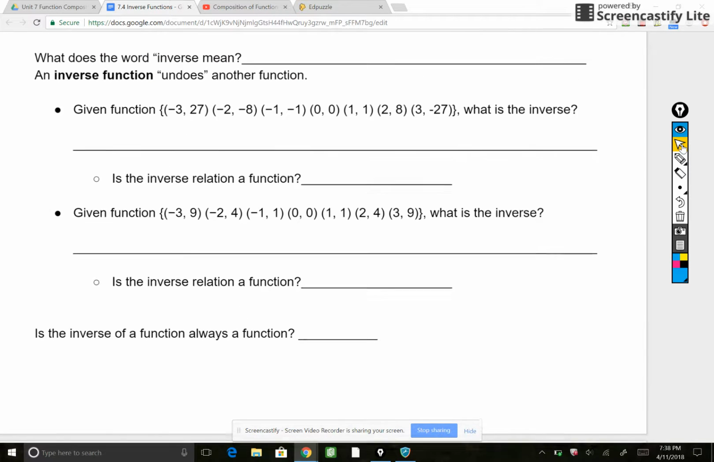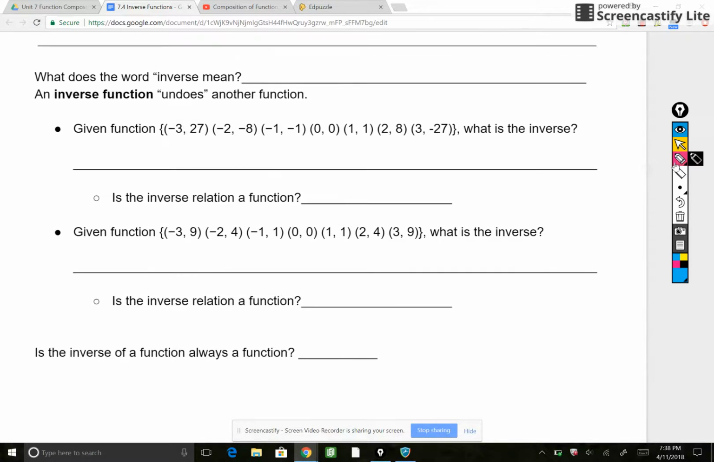So the first thing we're going to talk about is what does inverse mean? Inverse means, in blatant terms, opposite operations. So the inverse function undoes another function. Opposite operations would be like if your original function was adding 2, the opposite operation would be subtracting 2, so your inverse would be subtract 2. You're just doing the opposite of what the original does.